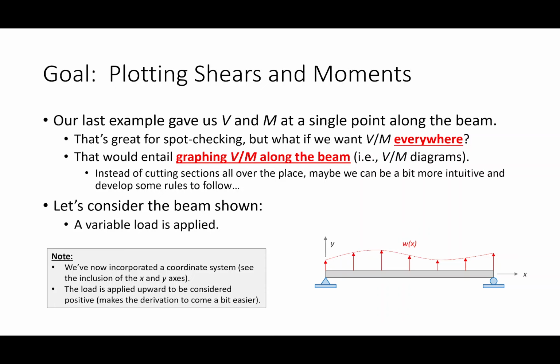And so what that means is I need a plot. My real goal is to be able to plot the shears and moments across a beam. So I want to be able to construct a shear and moment diagram, not get a shear and moment at a particular point. I want to get shears and moments everywhere through a plot. Graphing, in other words.